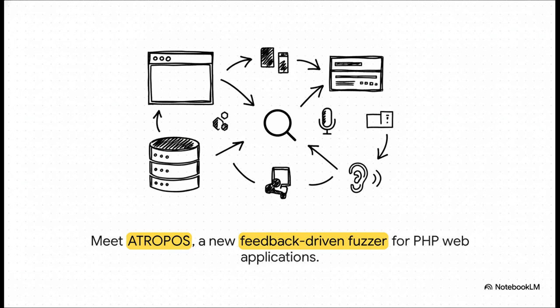Well, let me introduce you to Atropos. This is the hero of our story today. It's a totally new kind of fuzzer, one that's been specifically built for the messy, complicated world of PHP web apps. And the key difference? It doesn't just blindly throw junk at the wall. It actually listens, it learns, and it adapts.